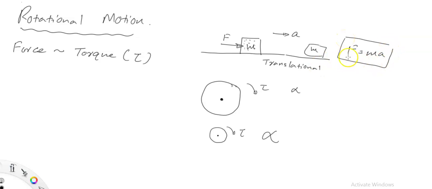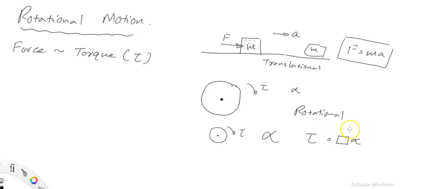In translational motion we have force equals mass times acceleration. In rotational motion, in rotations, similar to above, we can define something like Newton's second law. Torque equals something times rotational acceleration. What is that something? What connects torque into acceleration? What goes here?